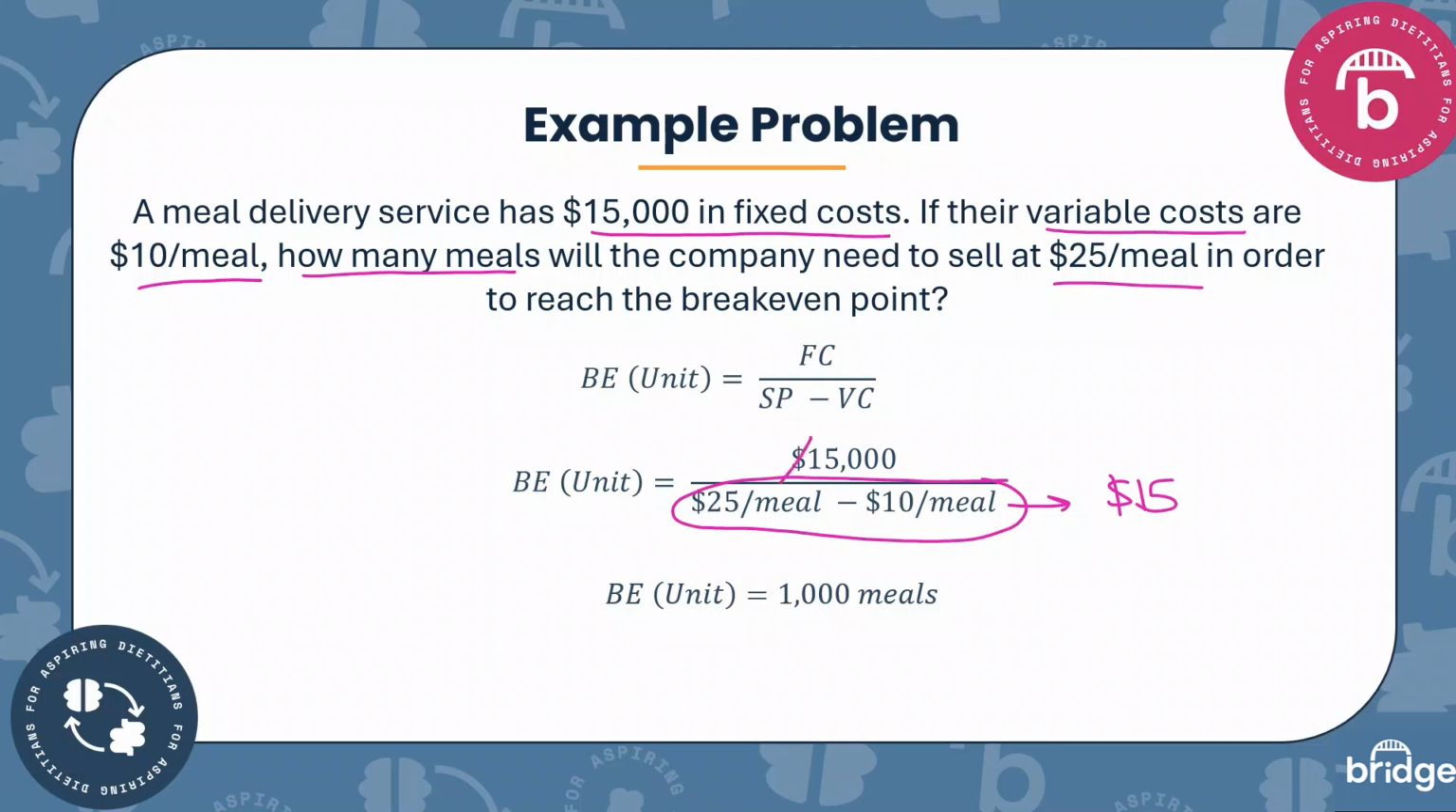Oh, in dollars, they cancel out here, right? We have $15,000 on the top, $15 on the bottom. Meals also on the bottom. We're left with 1,000 meals.